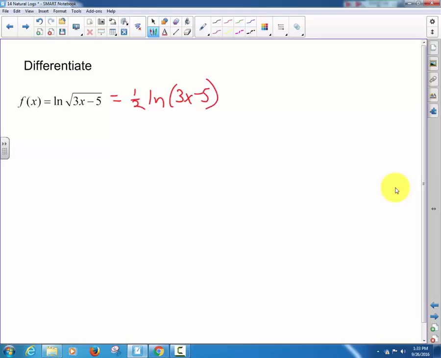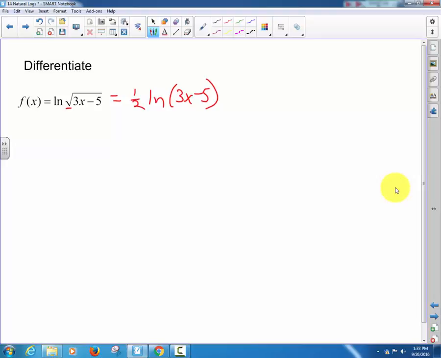I think this is far easier if you start off by using your properties to pull that 1/2 out in front. If you don't, it's doable. You just have a chain rule inside of a chain rule inside of the ln. So I would start off by pulling my power of the 1/2 power designated by the square root, pull it out in front of the ln, then take the square root, then take the derivative of it.